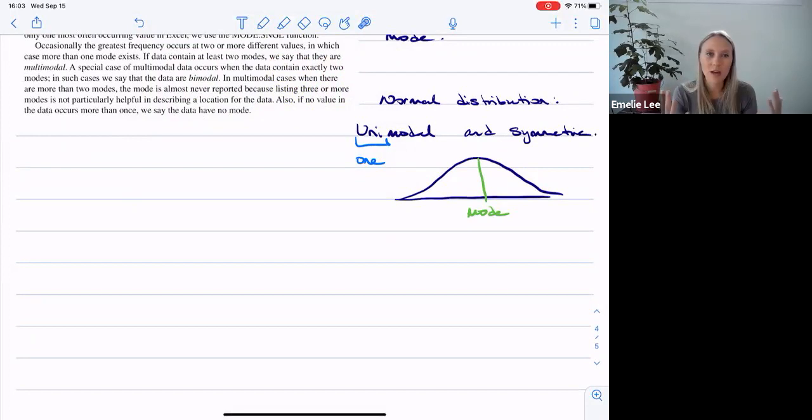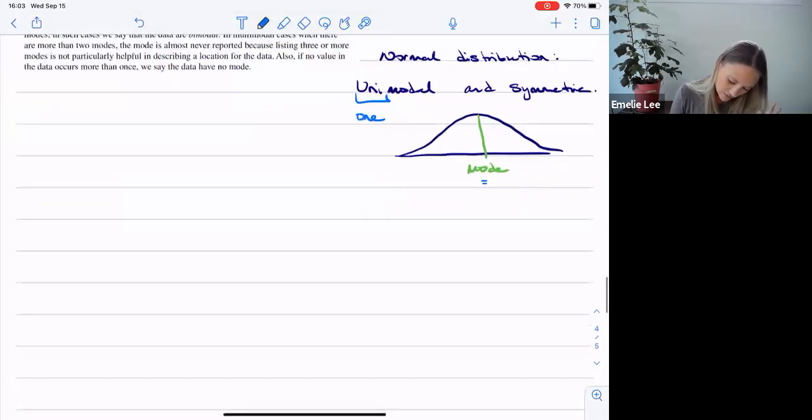But then what's fun about the normal distribution is that the mode, that peak, we also said that's where the average is going to be. And so this is where the mean is for a symmetric distribution, because it's not being pulled in any direction. Because it's symmetric, it's being held in the center.